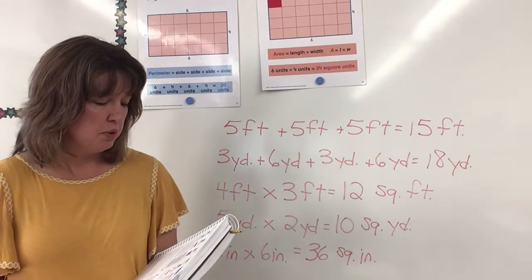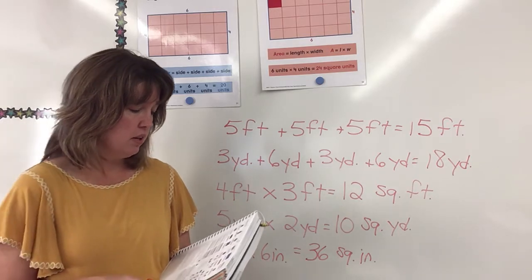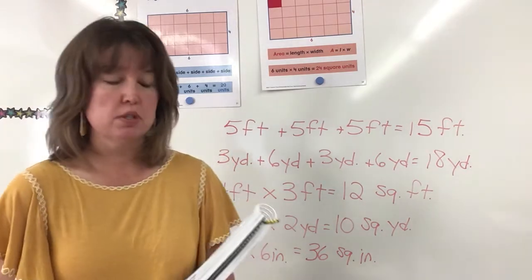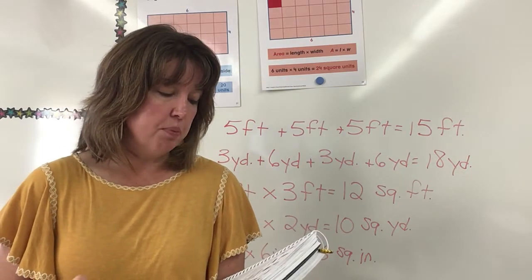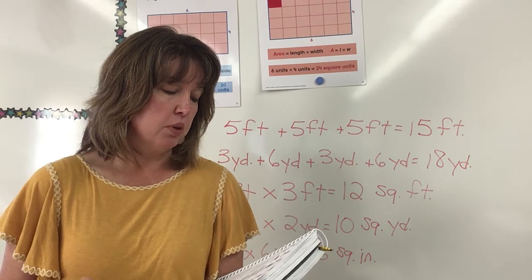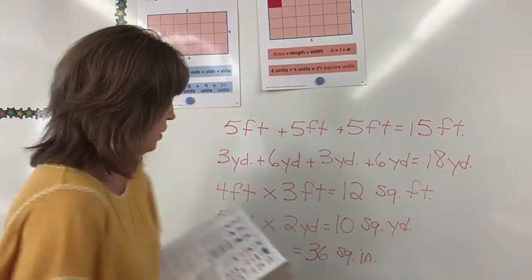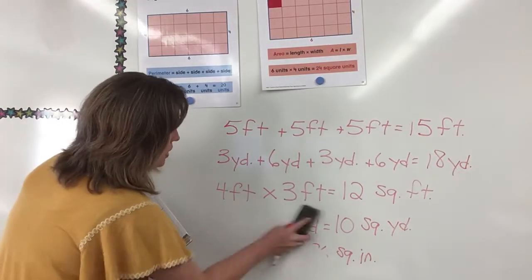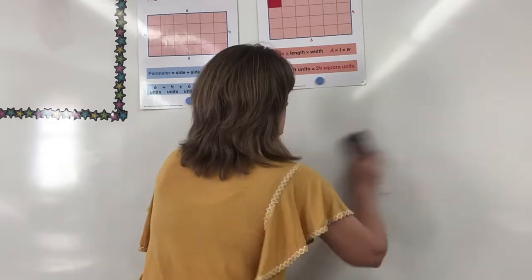All right, for number 7, we're going to write an equation to find the area or the perimeter, and then we're going to draw a picture. So for number 7, Mr. Turner bought a piece of carpet that measured 7 feet long and 3 feet wide. How much area will the carpet cover? So area, how much area? So we're going to multiply the length times the width. So what's the length?